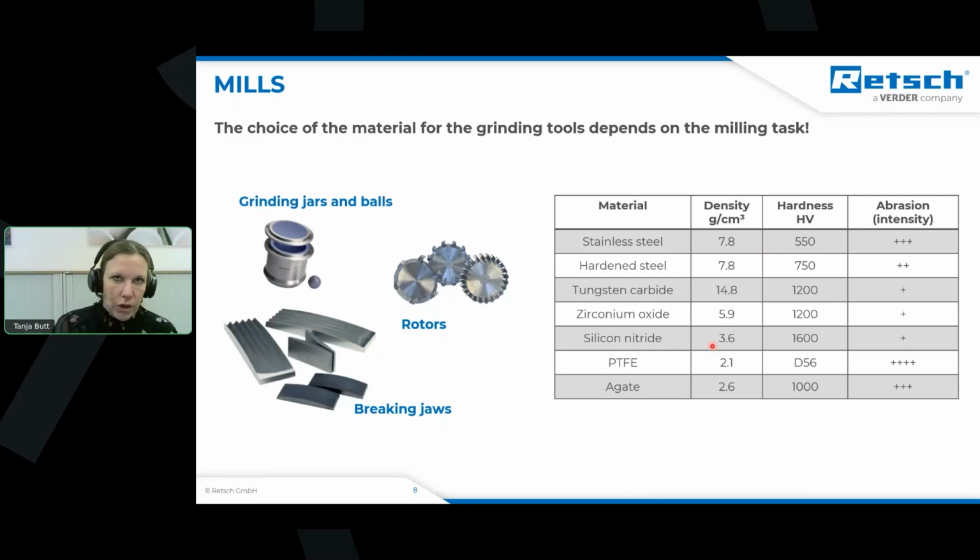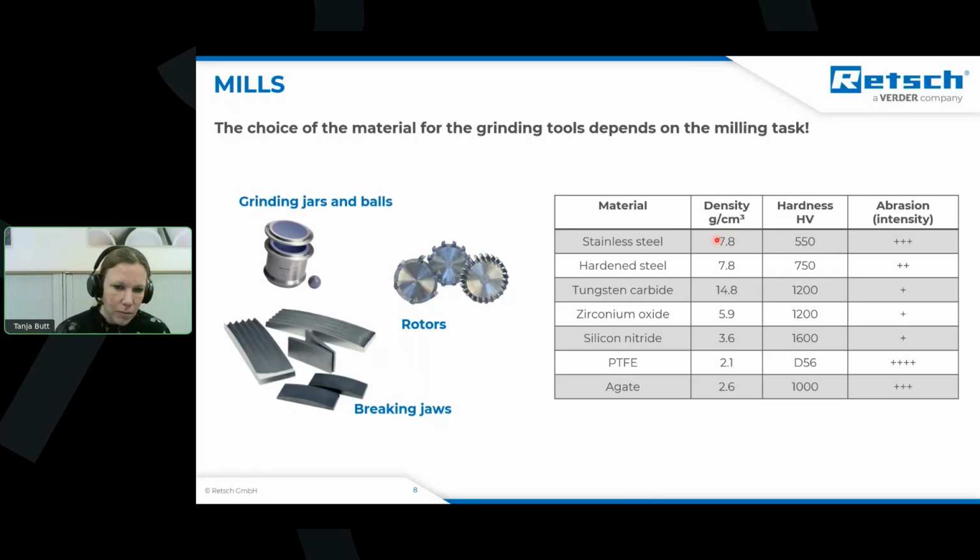Density plays a larger role in grinding jars and grinding balls. The more dense the tool material is, for example, the balls, the more energy you bring into this grinding process. Tungsten carbide is a very dense, very heavy material. So a ball of 20 millimeter size can bring in more energy at a certain speed of the mill than, for example, steel balls of the same size. And then you have a greater crushing efficiency with the tungsten carbide balls.